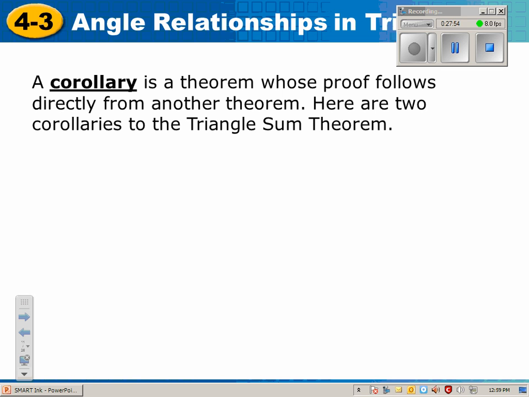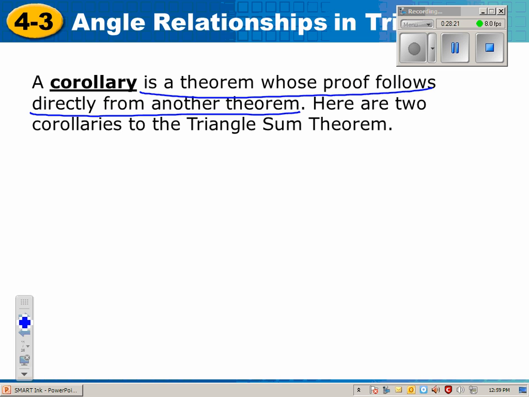The only thing that's different is that a corollary is simply a theorem whose proof would follow directly from another theorem. Our old book said it is a proof that is easily proven. And my students used to say, there's not such a thing. There's not a proof that's easily proven, Miss Ashley. So I like this one a little bit better because it doesn't say it's easily proven. It just says it directly follows.